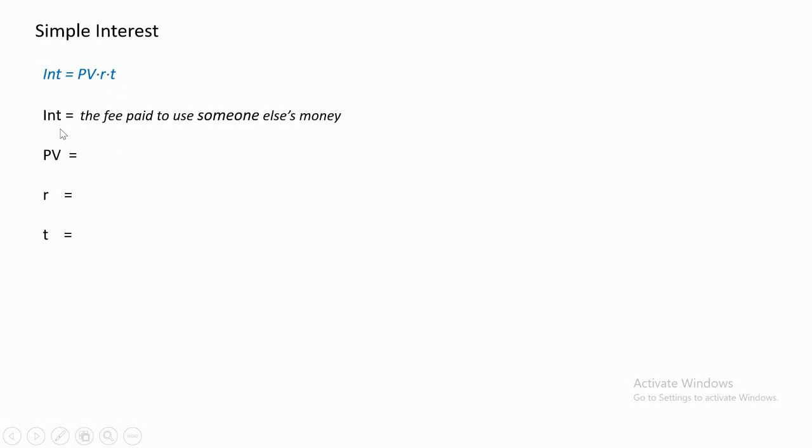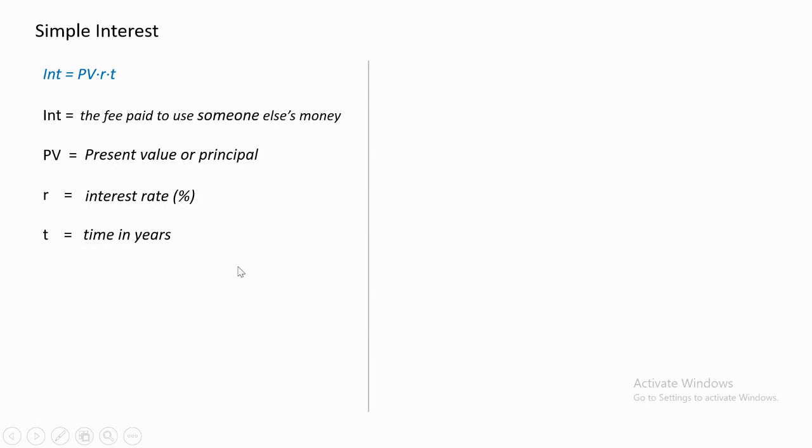Again, the interest is a fee paid to use someone else's money. The present value is also called the principal. The R stands for the interest rate, and the key thing is that the number has a percent symbol. And T is the time in years.